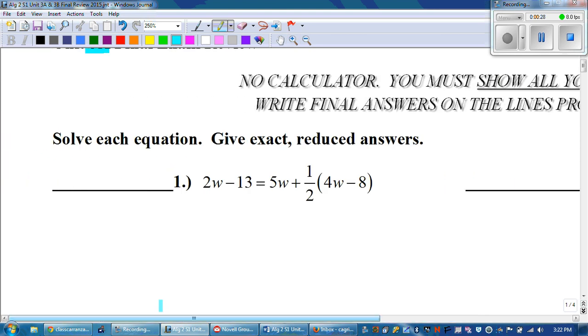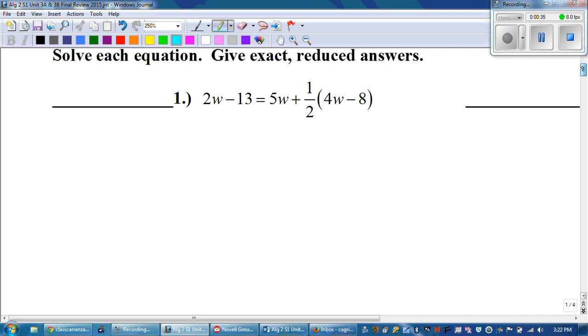All right, so it says to solve each equation, give exact reduced answers. Okay, so I'm going to draw the line down my equal sign so I can see the two different sides to the problem. And for number one, on the left side, I don't have to do anything. Sweet. So I'm just going to write that down. 5W, awesome. Don't have to do anything there. But now we've got that pesky 1/2 with parentheses, which means, that's right, I need to distribute.